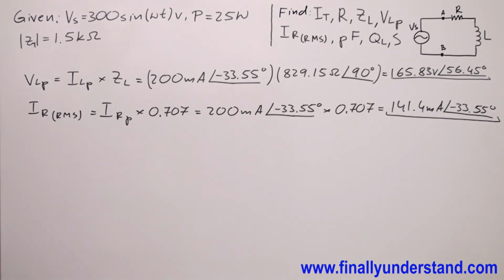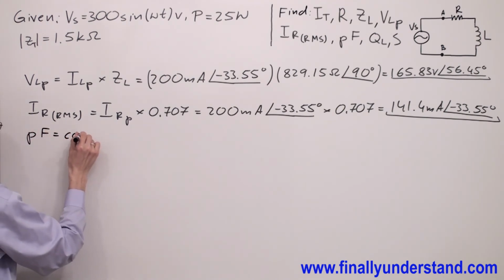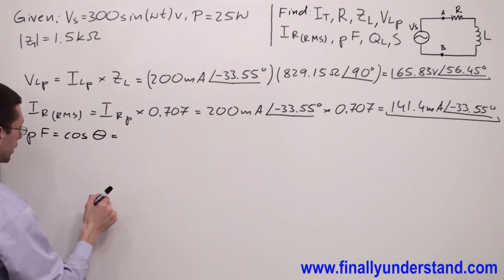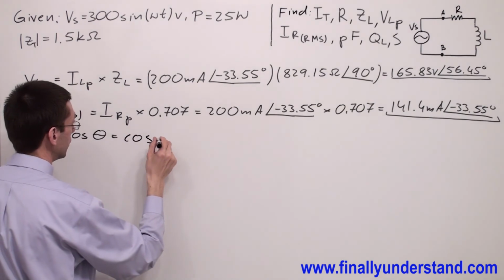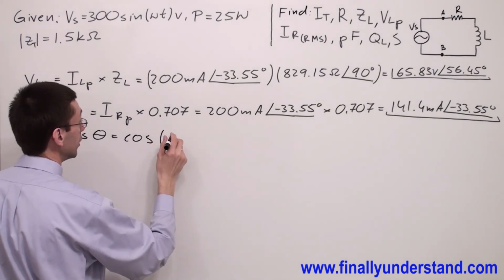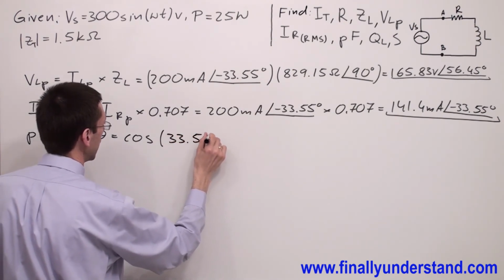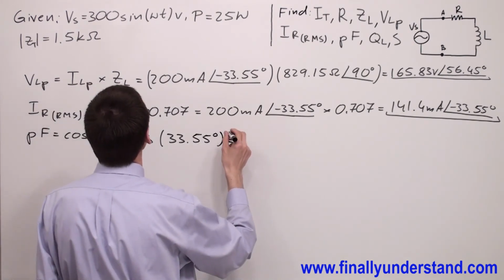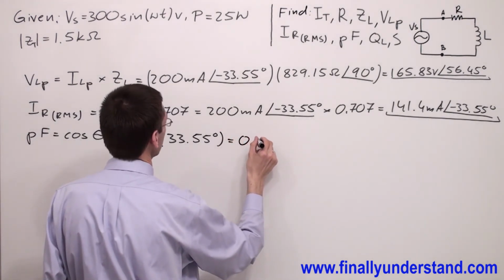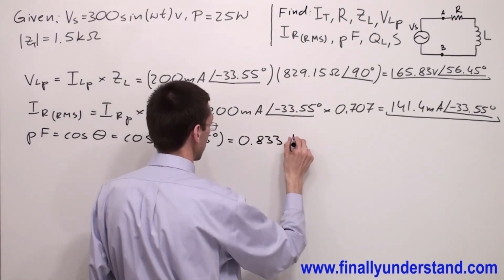Next, we're supposed to find the power factor. Power factor is equal cosine of angle theta. So I have cosine of angle 33.55 degrees is equal 0.833 lag.